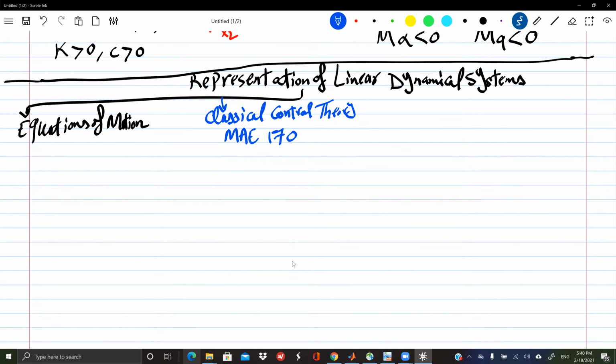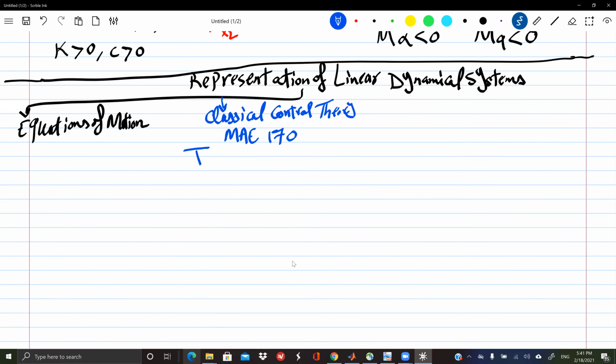And okay, how do we represent in 170? How do we represent a dynamical system? Whether it's an airplane, a submarine, a car, a robot, it doesn't matter. At the end of the day, when they give you a system, in a homework or exam or whatever, and they give you, here is a dynamical system. What do they give you? They give you a transfer function, if you remember. So the language that you talk in this course 170 is in terms of transfer functions.